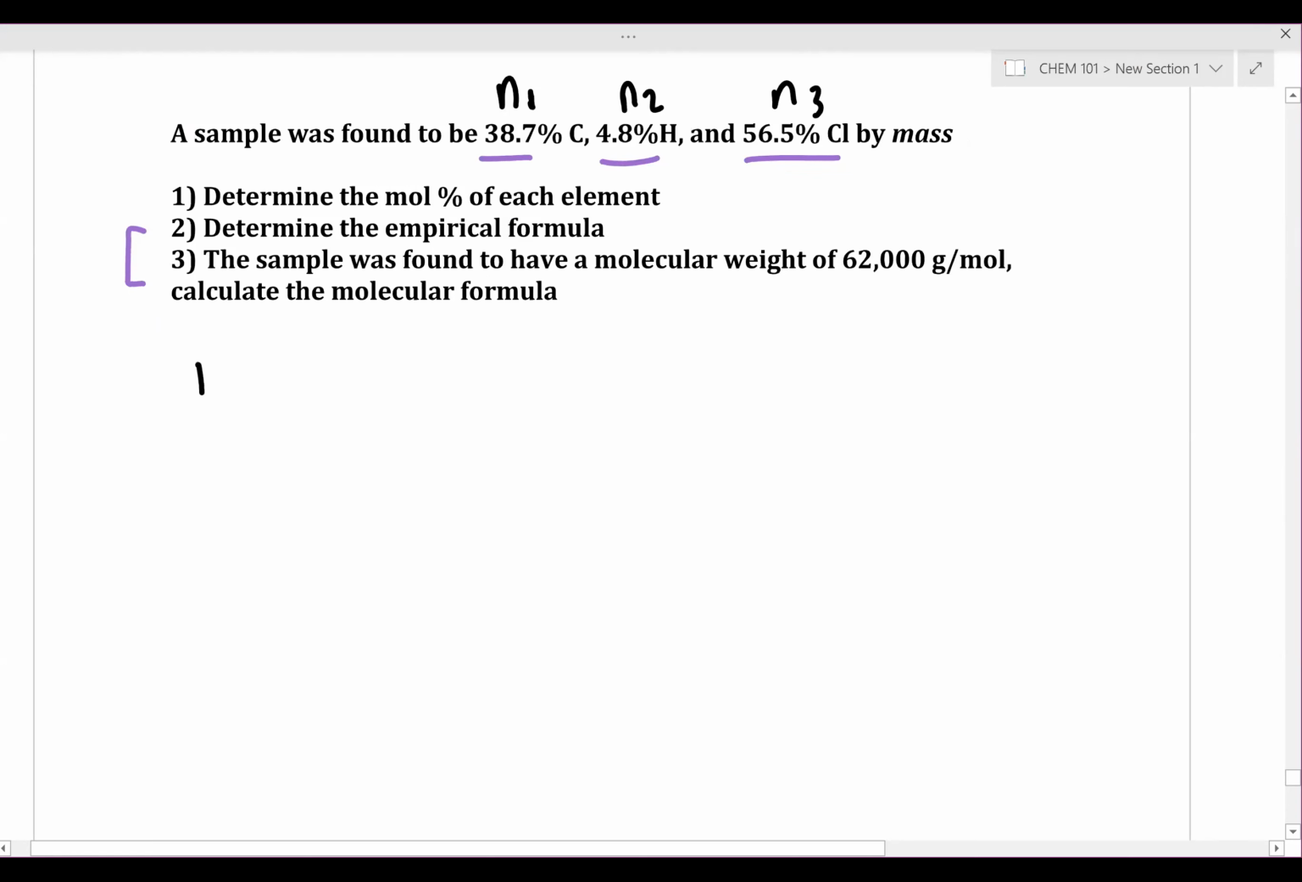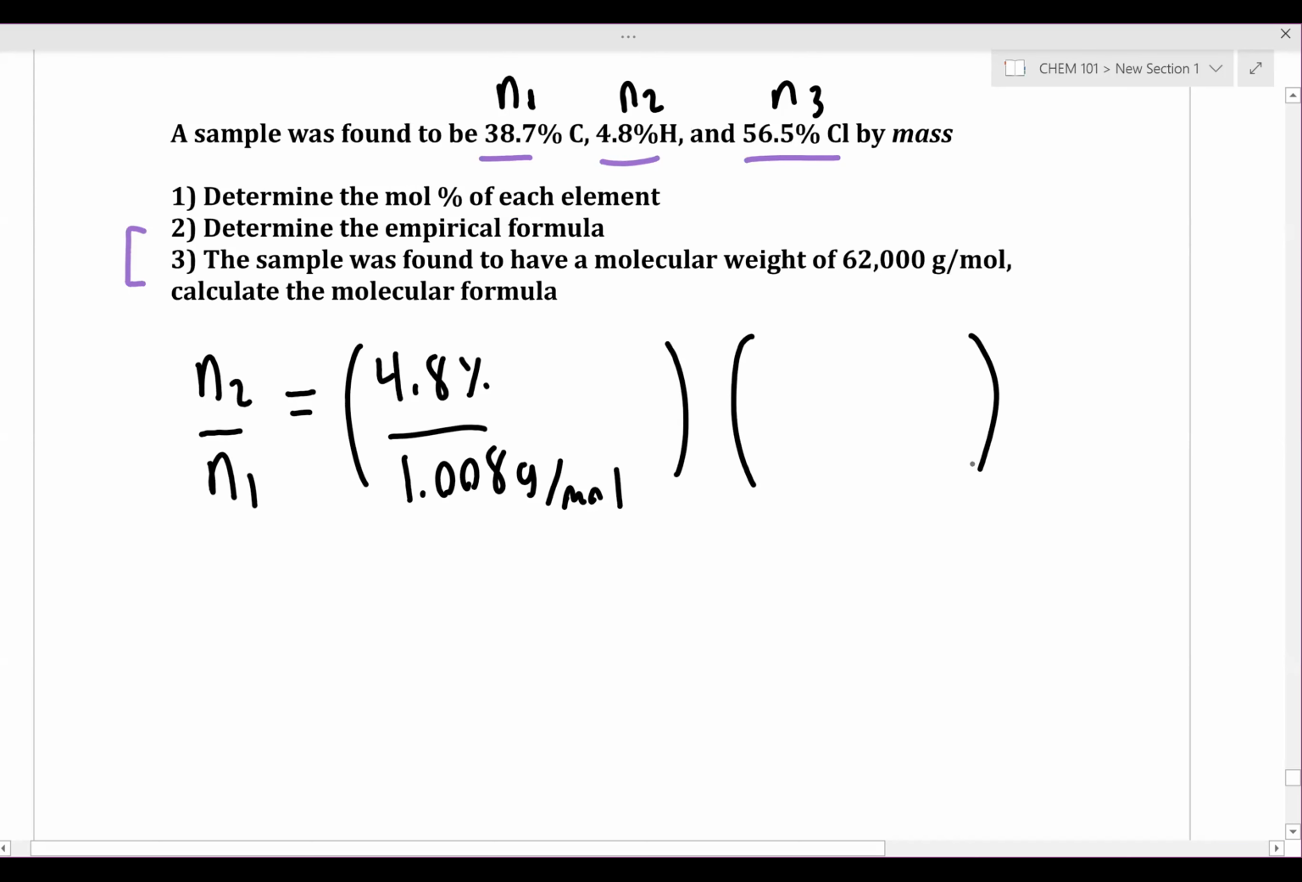I'm going to look at the ratios of moles of element 2 over moles of element 1. So then, what did I designate as element 2? Hydrogen. So I'm going to take the mass percentage of hydrogen, which is 4.8%, and divide by the molar mass of 1.008 gram per mole. Now, if I'm dividing by the moles of element 1, what did I designate as element 1? Carbon. Okay, so I'm going to multiply by the molar mass of carbon, which is 12.01 gram per mole, and divide by the mass percentage, which is 38.7%.